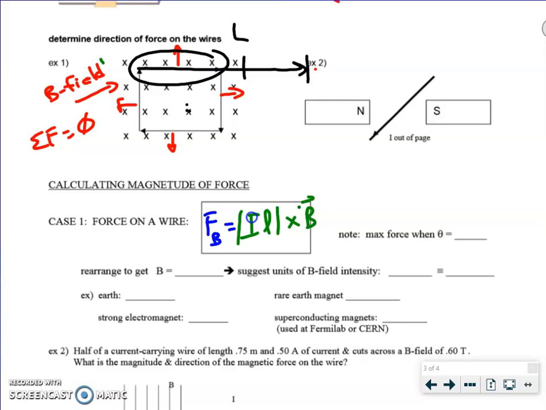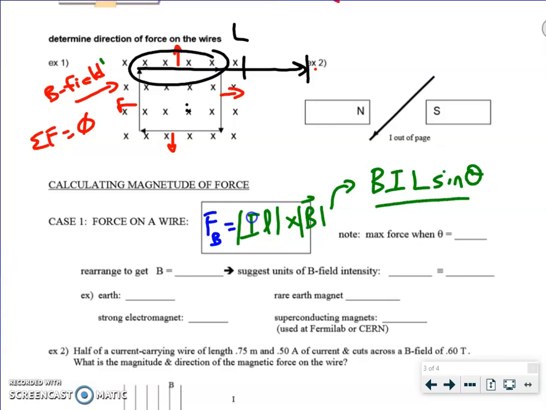And I'm writing it in the vector form because I want you to understand that this is a cross product. And we're going to translate that cross product in a second, okay? So IL cross B, the cross means we have to have them crossing each other, so the angle matters. So if we want to translate that into magnitudes, I'm going to rearrange the order. That's simply the magnitude of your B field multiplied by the magnitude of the current, multiplied by the length that cuts through it, times the sine of the angle.